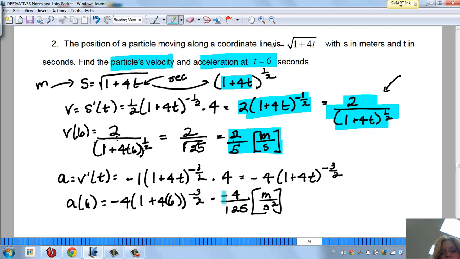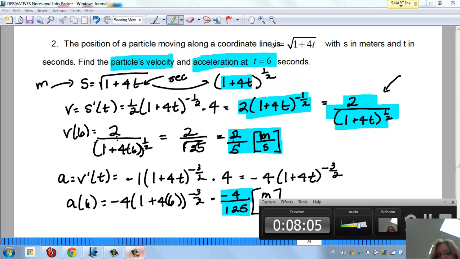So there are two problems where I used the chain rule to come up with the answers for velocity and acceleration. I'm going to do another video with a couple other problems, but this one is good for now.